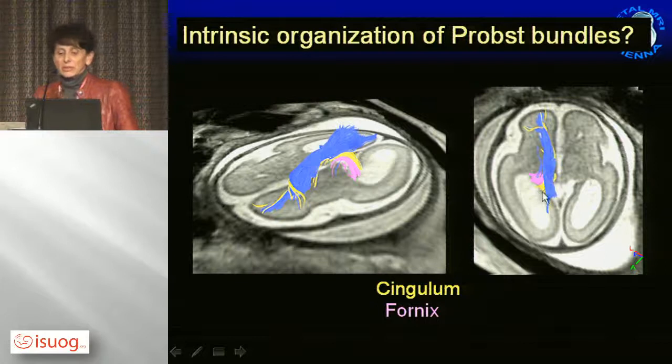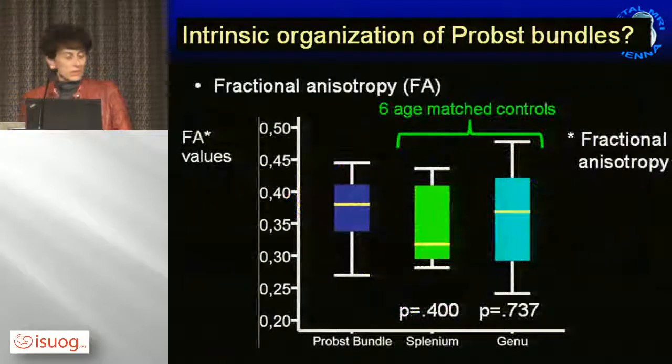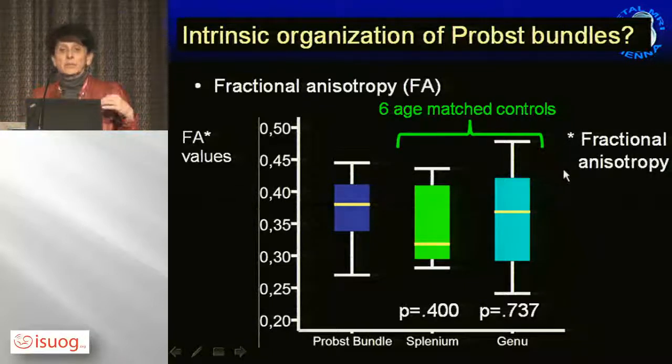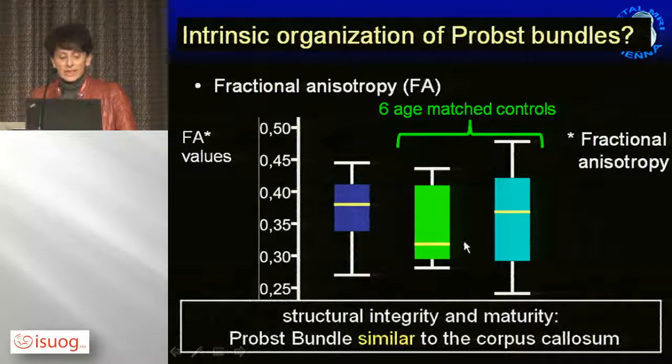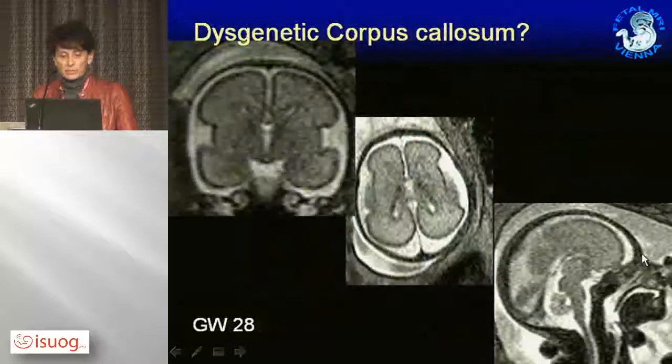Well, you will say, this is not enough. Are you not able to quantify your results? Well, yes, we are, because there is a possibility to quantify the data of the diffusion tensor. We can measure a so-called fractional anisotropy, and we compared this fractional anisotropy of our Probst bundles with age-matched corpus callosa of fetuses, and there is really a great overlap. So the structural integrity and maturity of the Probst bundle is very similar to the corpus callosum.